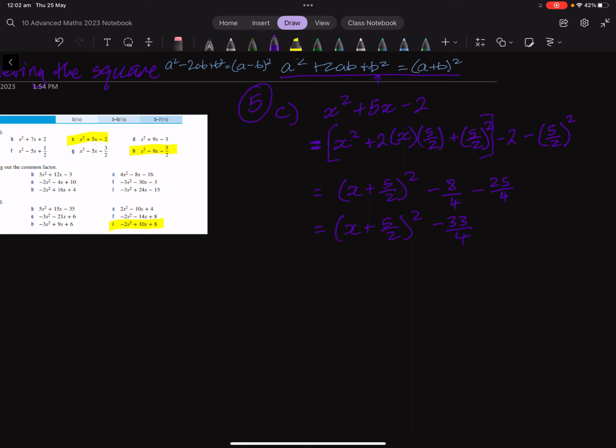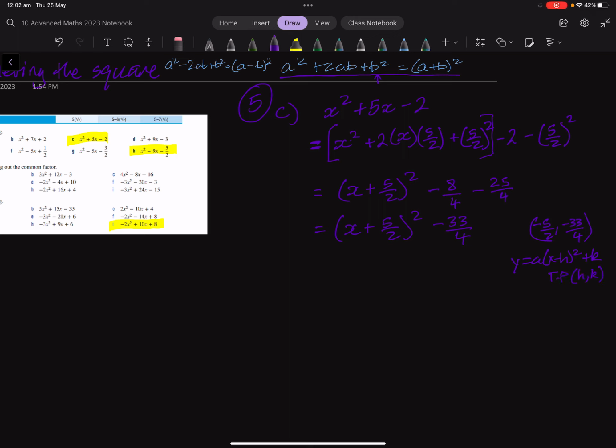So if I stopped at that point, I'm in my turning point form. I can see the turning point of this parabola, if I wanted to sketch it, would be negative 5 over 2, negative 33 over 4. So that's one of the reasons why we might complete the square, to get it in the form x minus h all squared plus k. That's in turning point form with the turning point at (h, k).